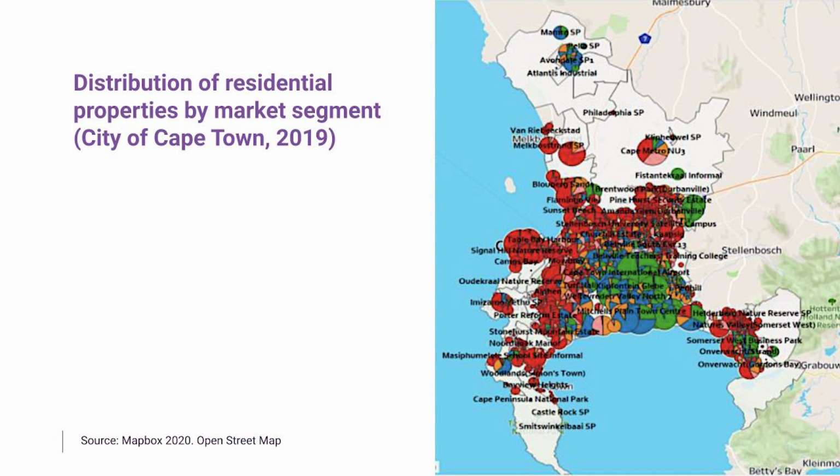So the value of the land where the green circles are is significantly lower than the value of the land where the red circles are. In other words, the land market of Cape Town is highly unequal, and that inequality is reproduced by the ways in which the market operates.